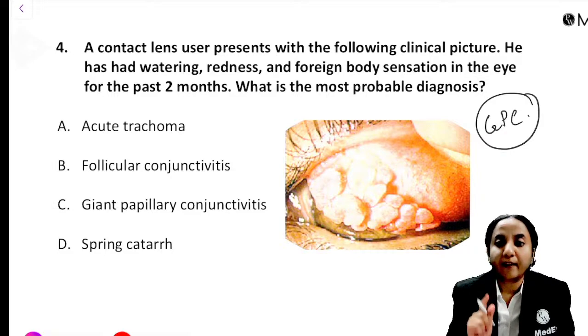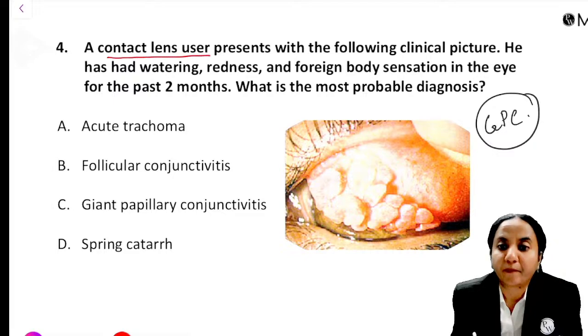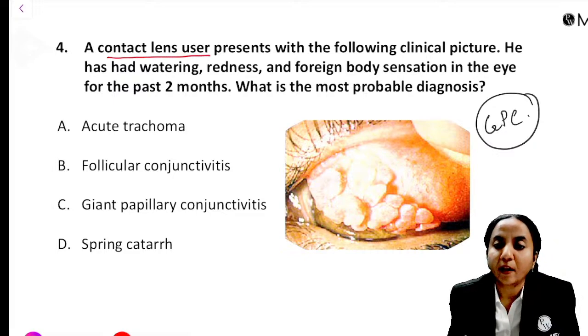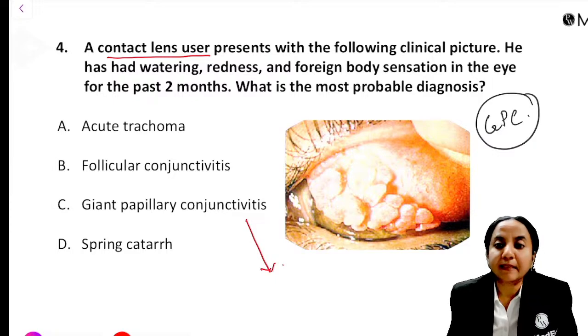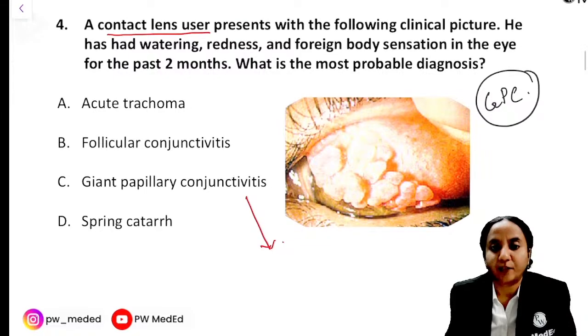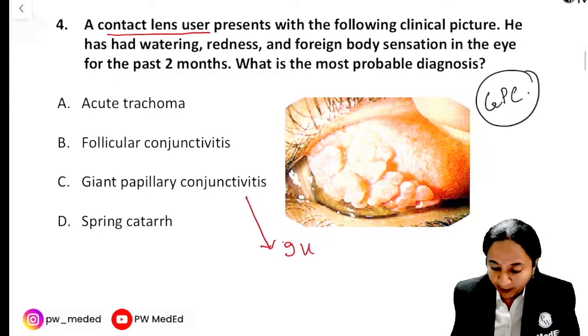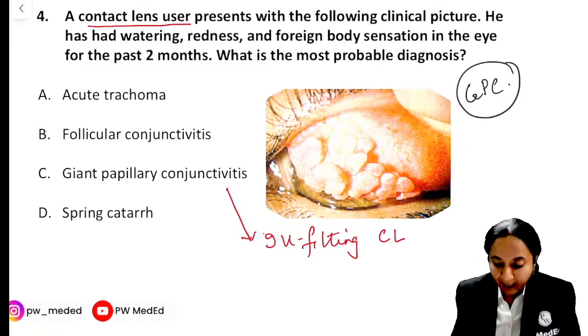So here, the key in the question is that it's a contact lens user. It's a contact lens user who is presenting with irritation, foreign body sensation, etc. Now this giant papillary conjunctivitis is seen in association with anything that irritates the conjunctiva. So ill-fitting contact lenses is one of the causes of GPC. It can also be seen if there are protruding sutures.